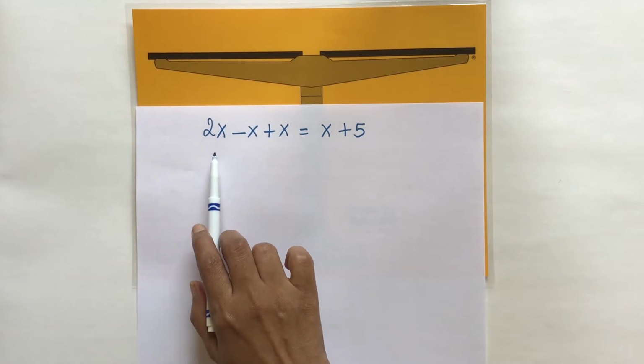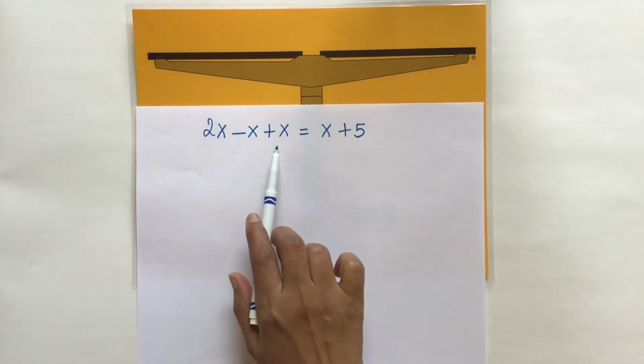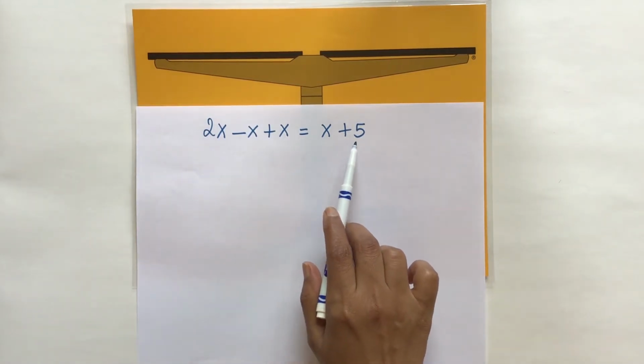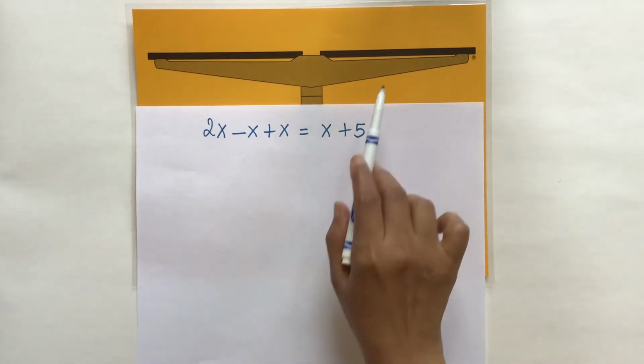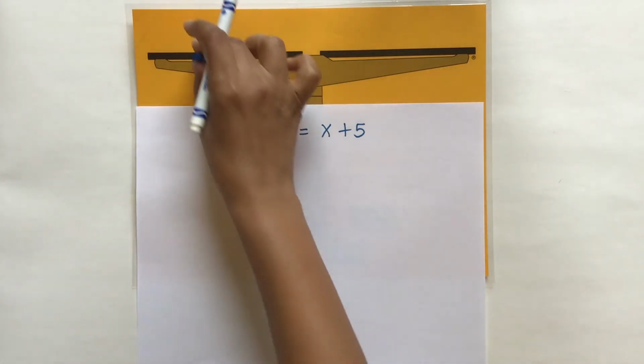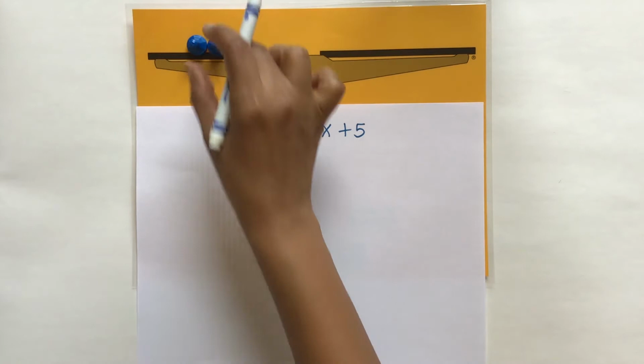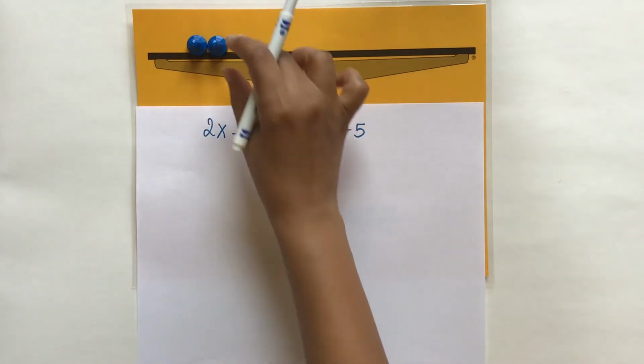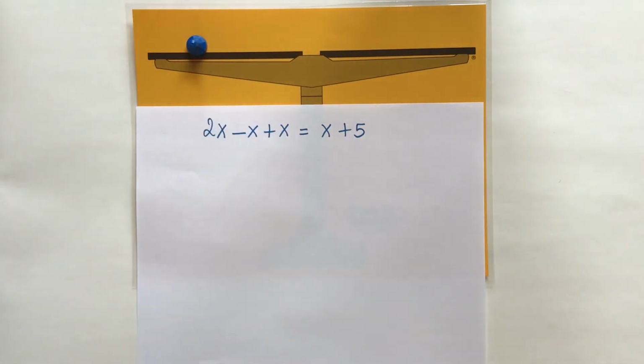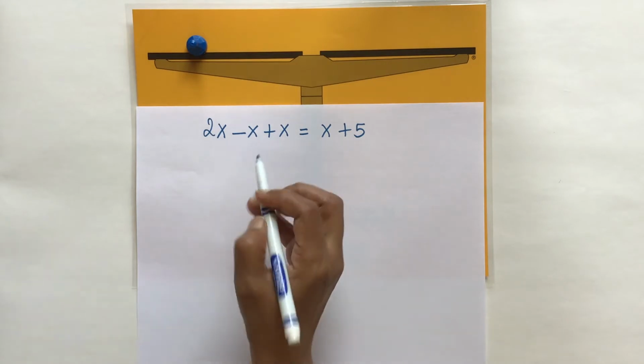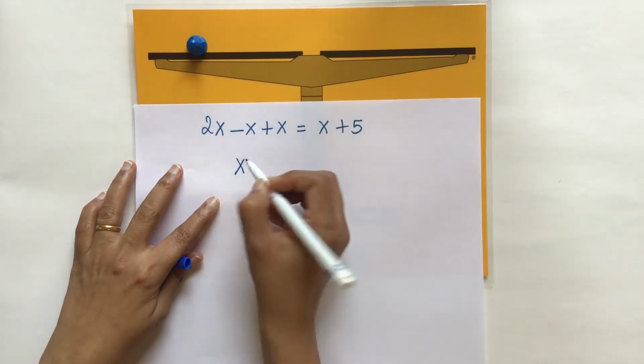In this multi-step equation, 2x minus x plus x equals x plus 5. Let's go ahead and use the mat to set this up. 2x. Now I need to remove an x. So I am going to remove an x off the mat. So 2x minus x becomes x.